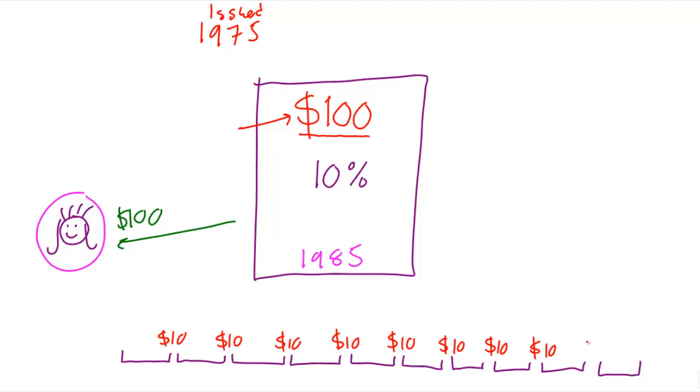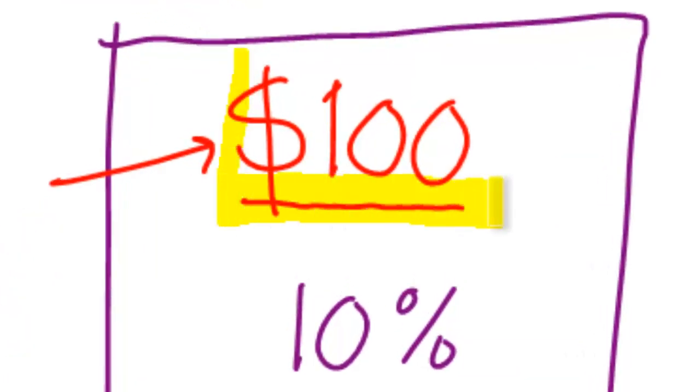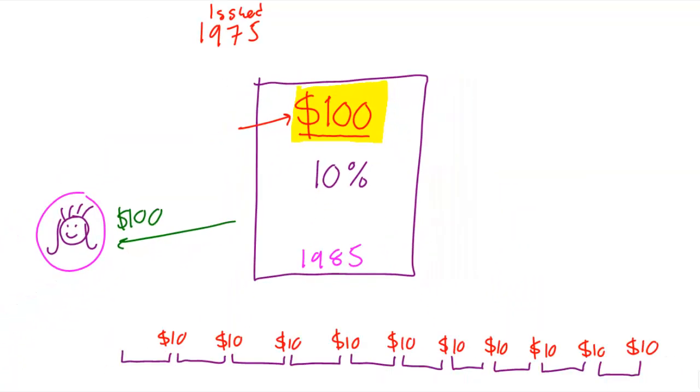So $10, $10, and $10. Notice she gets $10. Didn't quite draw that right. She gets $10 in the final year too. Another important thing is in the final year, when the bond matures, she also gets back the $100 face value too. So she's going to get 11 cash flows.